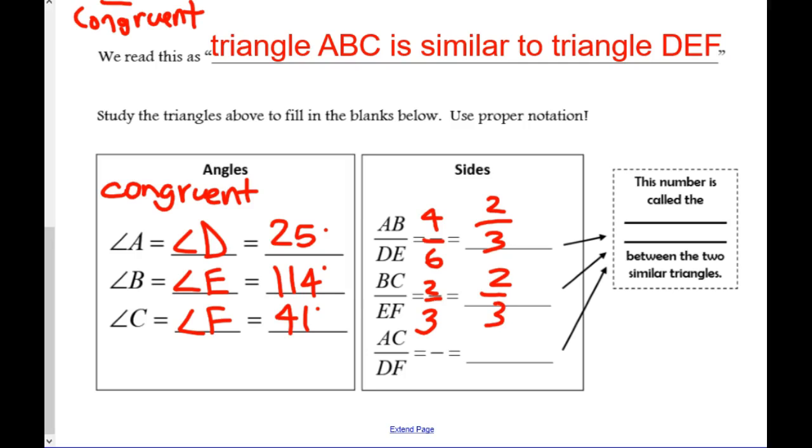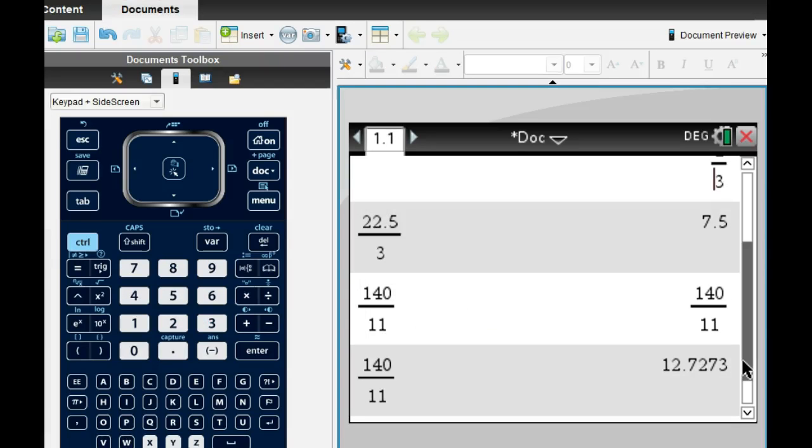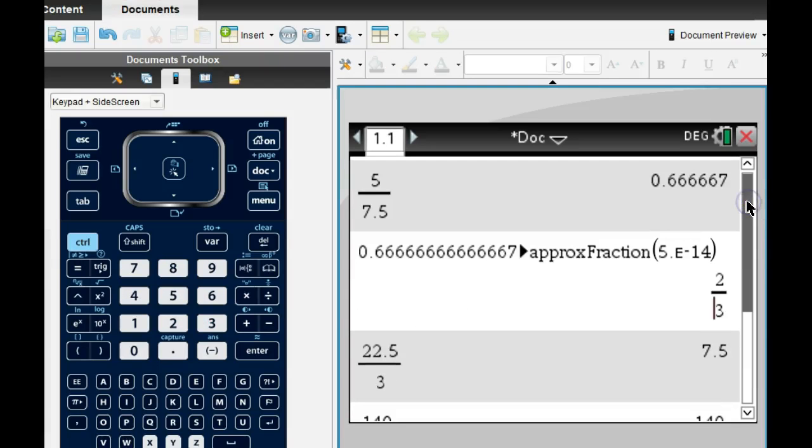Now, AC over DF, what's that? Okay, if you look at your numbers, 5 over 7.5. Now, here's the deal. When you type that in, you're going to get a decimal. 5 over 7.5 gives you 0.6 repeating. You got to make sure it's the right order, right? 5 over 7.5 gives you 0.6 repeating, which is 2/3 as a fraction. Okay, and I put it in and I showed it's 2/3.